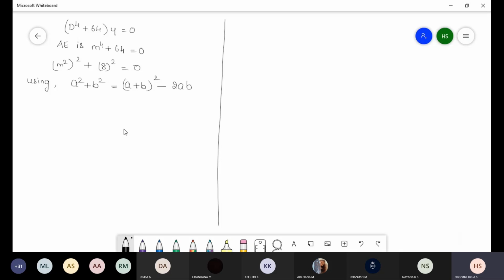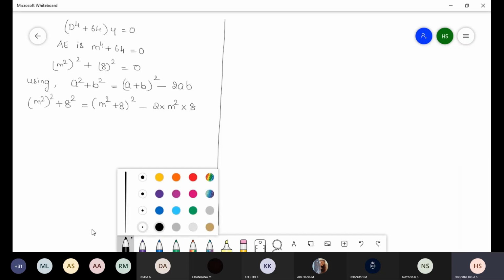So do the substitution. (m²)² + 8² = ... Here in the place of a, we have to write m². In the place of b, write (8)² minus 2ab, where the a value is m² and the b value is 8.